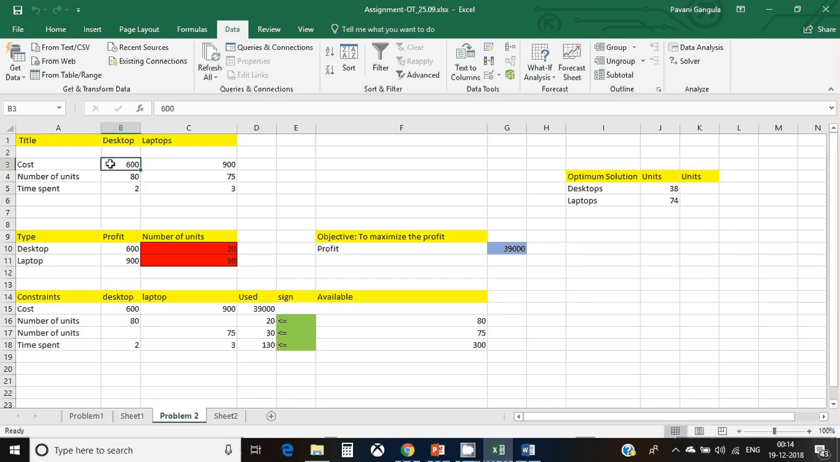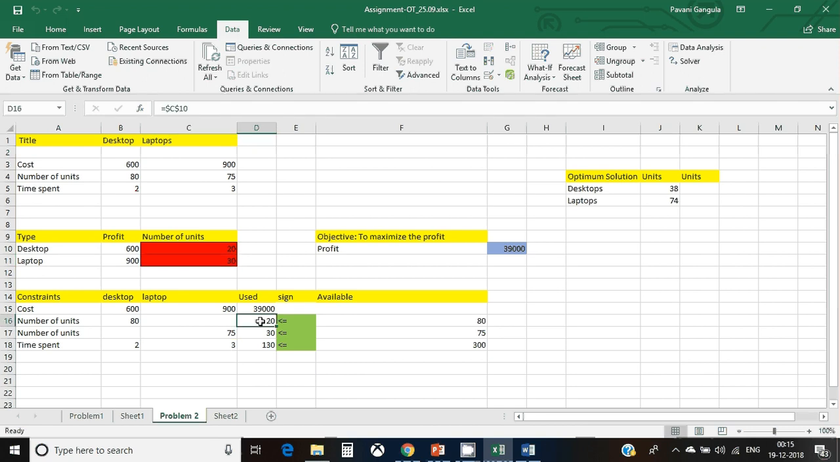Here we have the selling price of desktop, $600, and laptop, $900. The number of units that the manufacturer can ship cannot be more than 80 for desktops and cannot be more than 75 for laptops. Time spent on each desktop is 2 hours and time spent on each laptop is 3 hours. And here we have the decision variables, that is the number of units of desktop represented by x1 and the number of units of laptop represented by x2. And here we have the constraints.